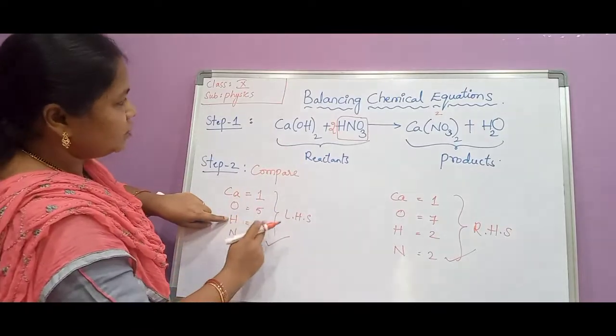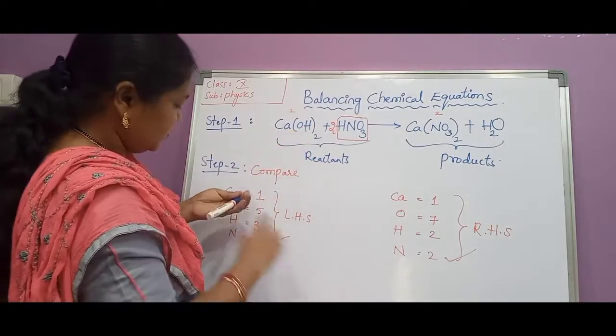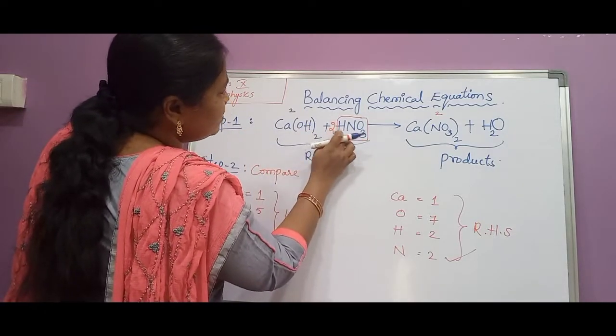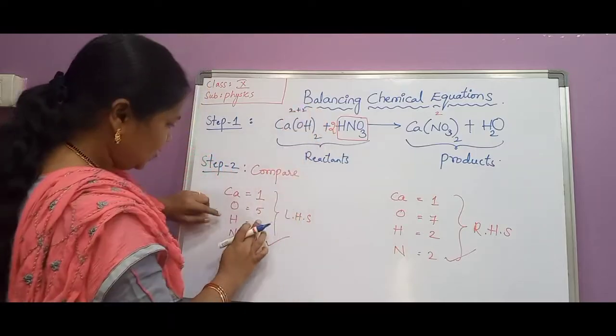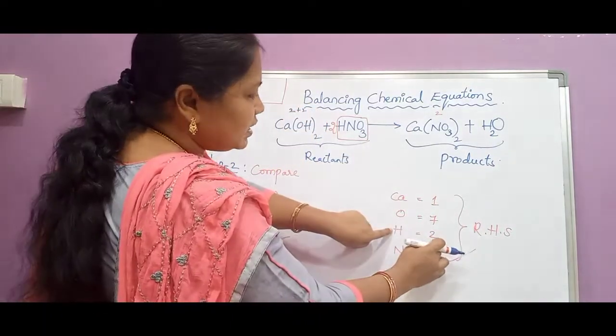So if you see the hydrogen atoms, here 2 hydrogens are there. In this formula there are 2 hydrogen atoms. In this formula there are 2 hydrogen atoms. In this formula also 2H. So 2 plus 2, 4 here. How many atoms are there? Hydrogen atoms are 4 here. 4 hydrogen atoms are there. Here only 2 hydrogen atoms are there, no?